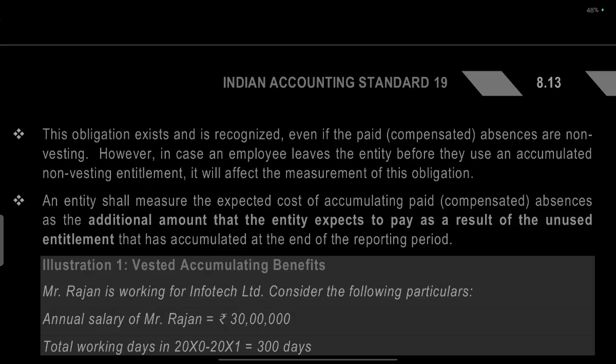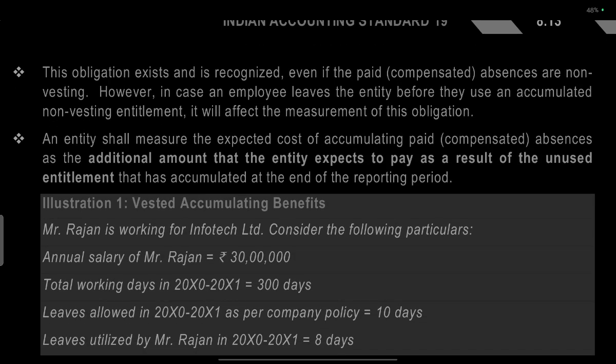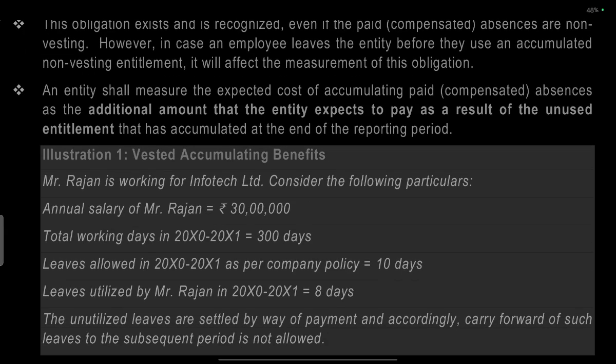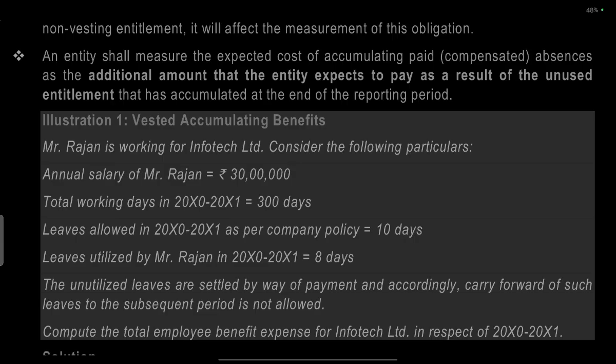However, if employees leave the entity before they use their accumulated non-vesting entitlement, it will affect the measurement of the obligation. The entity shall measure the expected cost of accumulating paid absences as the additional amount that the entity expects to pay as a result of the unused entitlement that has accumulated at the end of the reporting period.